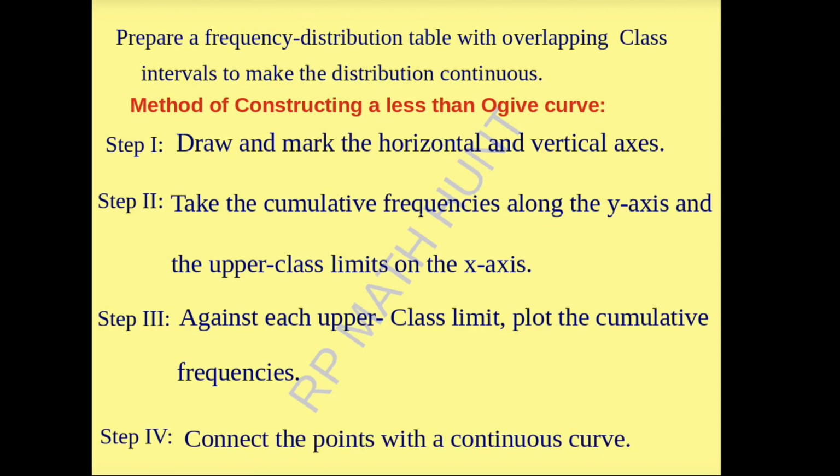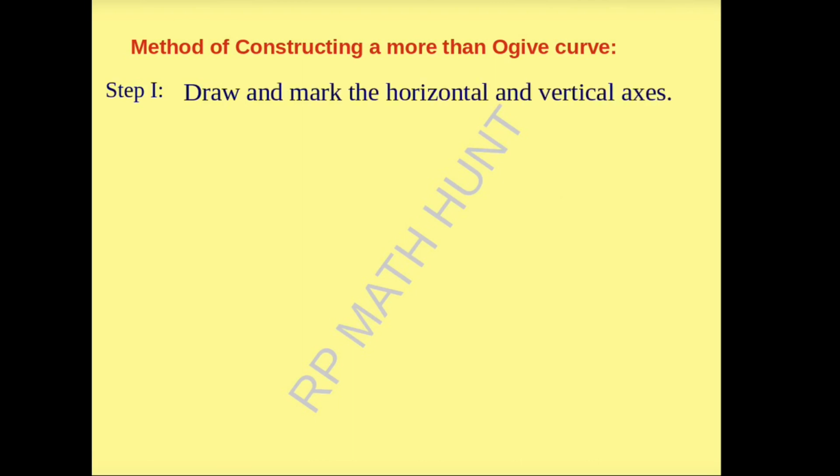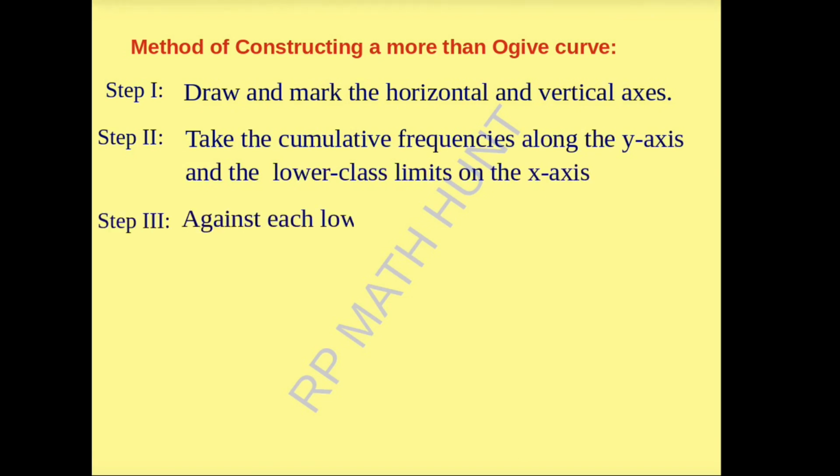Method of constructing a more than ogive curve. Step 1. Draw and mark the horizontal and vertical axis. Step 2. Take the cumulative frequencies along the y-axis and the lower class limits on the x-axis. Step 3. Against each lower class limit, plot the cumulative frequencies. Step 4. Connect the points with a continuous curve.